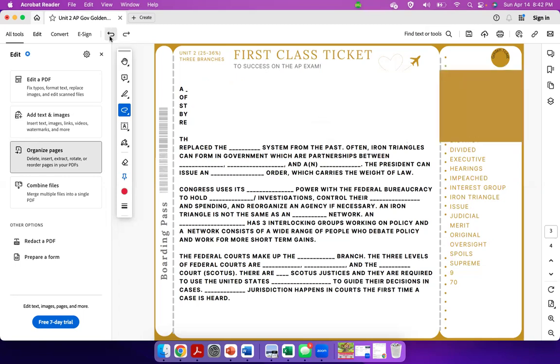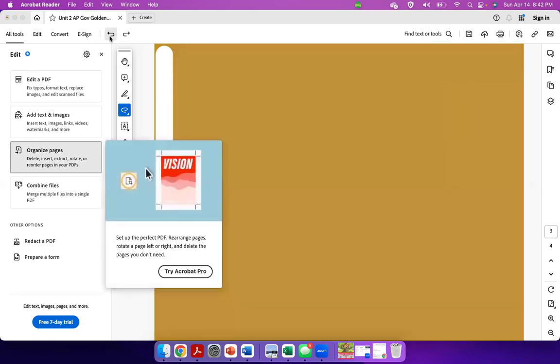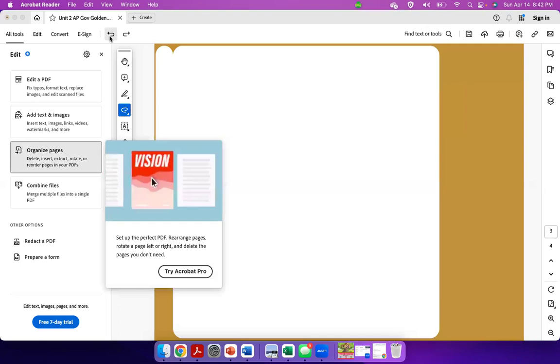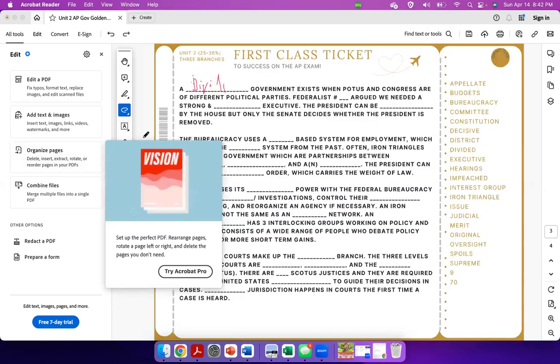Okay. So continuing along here, again, divided government exists when the president and Congress are of two different political parties. I'm probably just going to go away from the draw feature. I'll print this off and share a copy with you guys online or something. Federalist blank argued that we needed a strong and blank executive. Which Federalist paper is about the president? What's the number? 70. Fed 70.